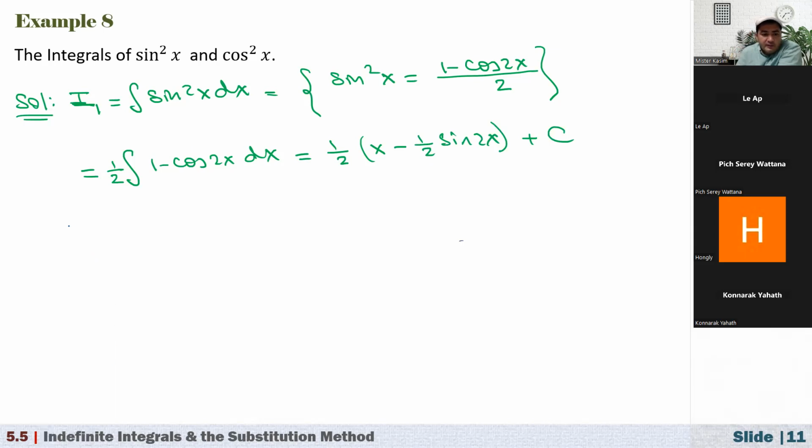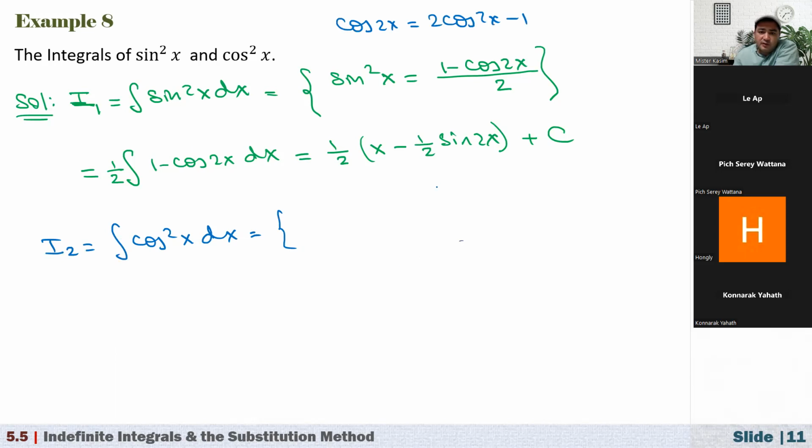And how about I2, the second one, the integral of cosine squared of x dx? Again, we are just going to use that identity. What is that identity? Cosine of 2x is equal to 2 times cosine squared of x minus 1, right? Or that's equal to 1 minus 2 sine squared of x. Sorry, it must be sine.